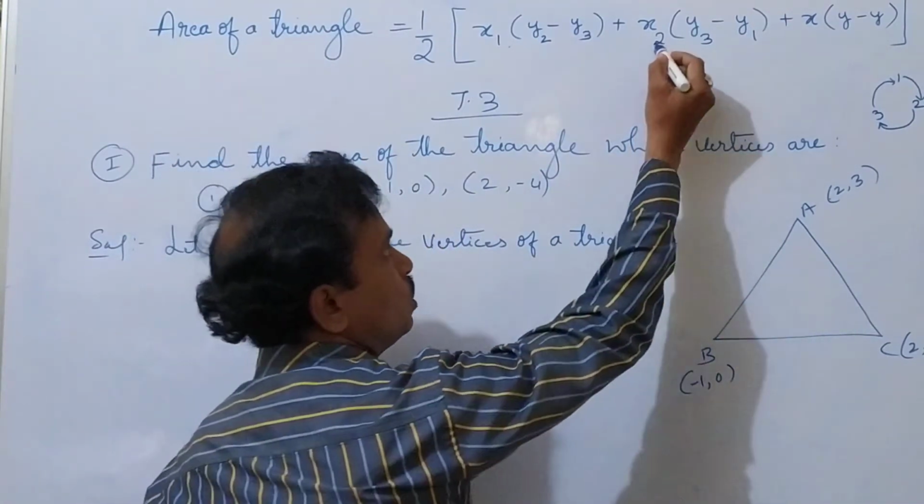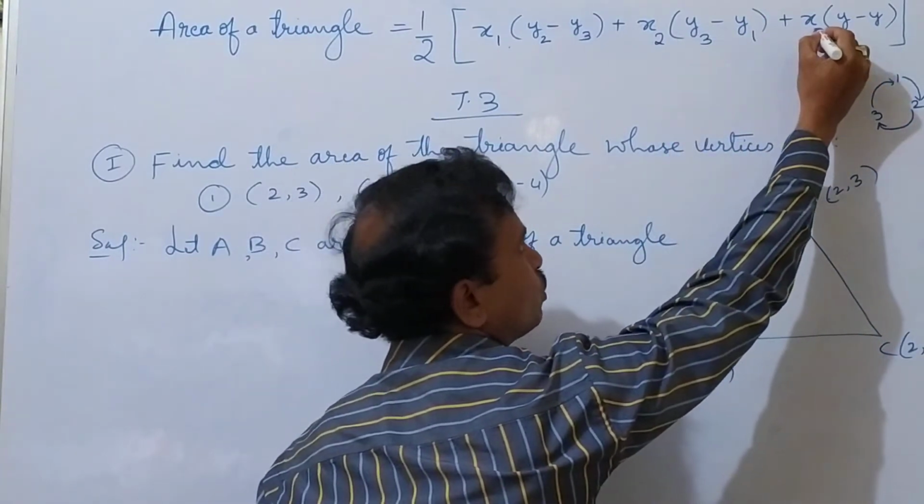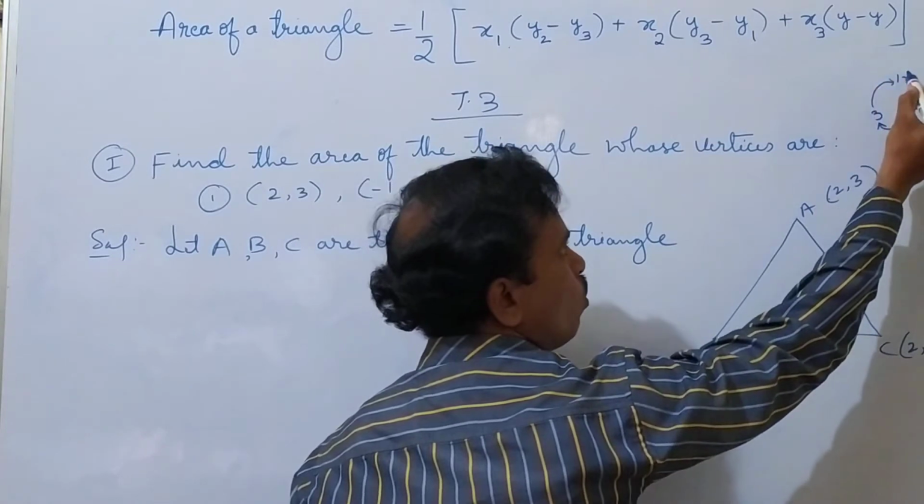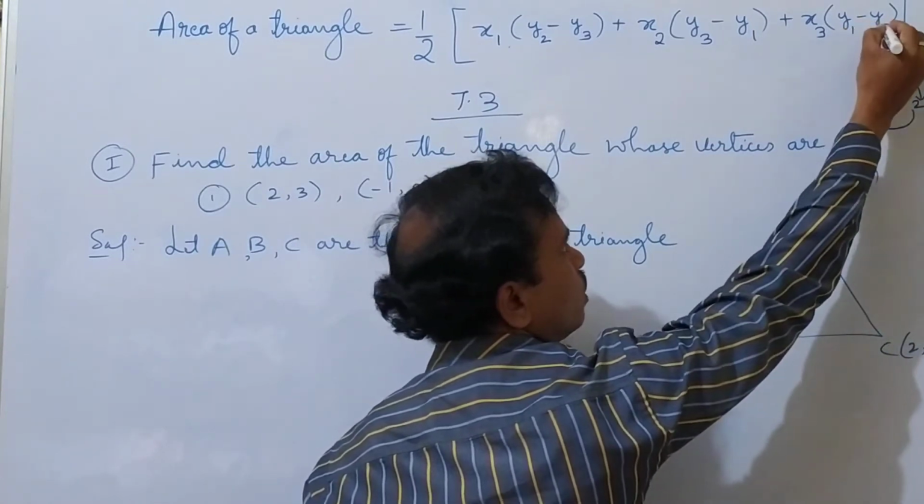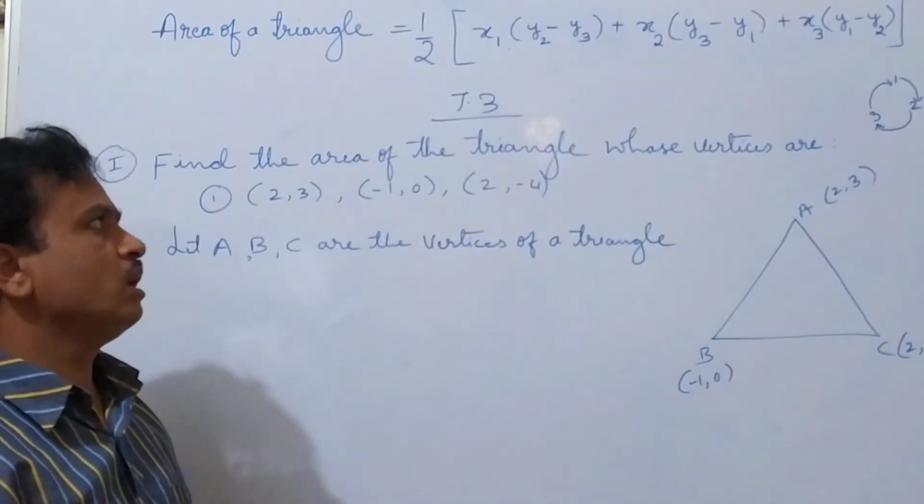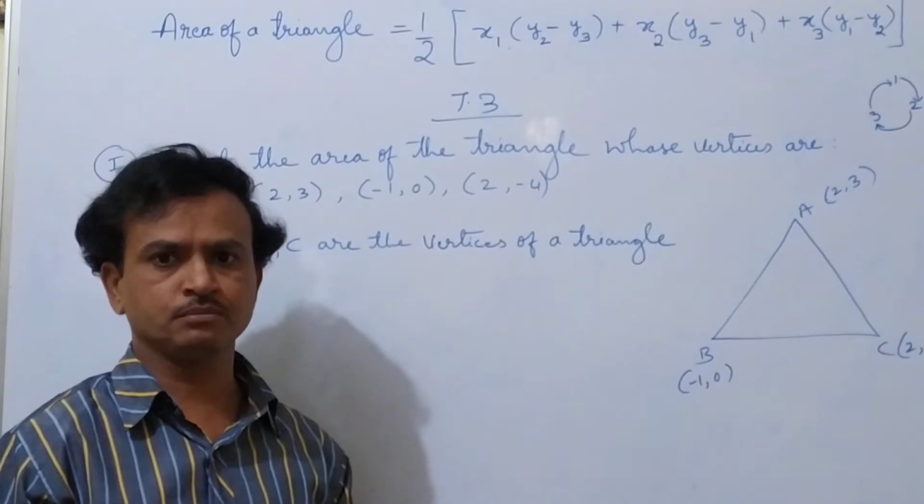Now here 2, 3, 1. Here x2 we wrote, then what should we write here? x3. After 3, what should we write? 1 and 2. So this is the formula we have to remember to find the area of a triangle.